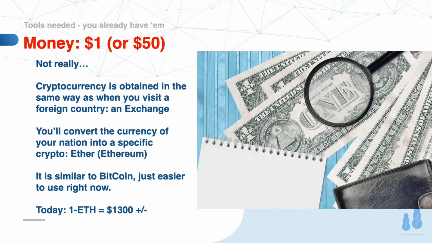You also need a little money, but actually you need zero money. But it would be nice to have $1 or $2 in your cryptocurrency account, just so it's there. Now, cryptocurrency is obtained the same way you would be if you were visiting a foreign country. You go to an exchange. In this case, you'll be converting the currency of our nation into a specific crypto, namely Ethereum. It's very similar to Bitcoin. It's just easier to use right now.